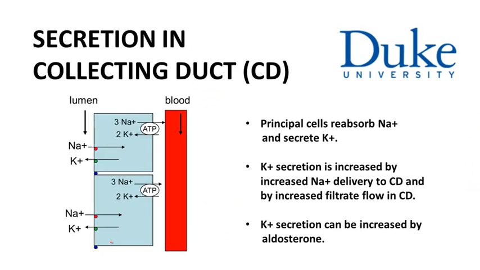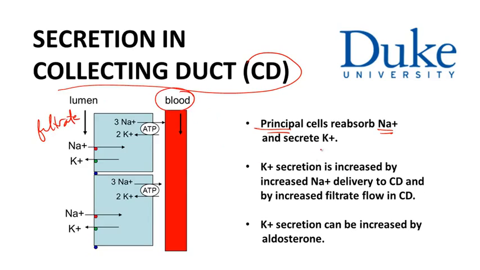Now there's the special case of secretion that I wanted to talk about just briefly, that of potassium. In the collecting duct, we have a cell which is called a principal cell. This principal cell is also located in the later region of the distal convoluted tubule. The principal cell reabsorbs sodium, that is, it's moving sodium from the lumen, from the filtrate, across these cells and into the blood space. And in exchange, we're going to be moving potassium from the blood across the cells and into the lumen.